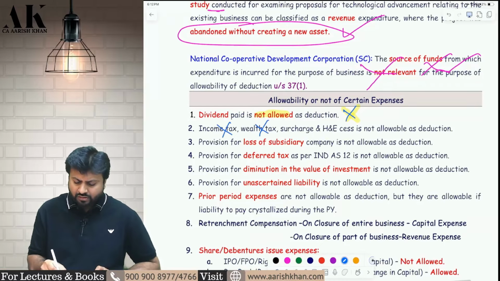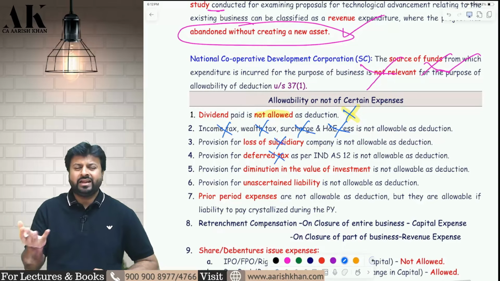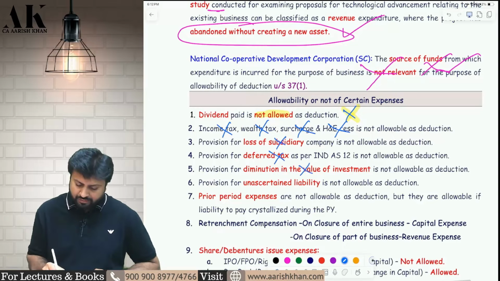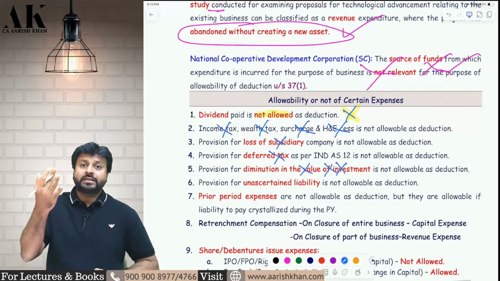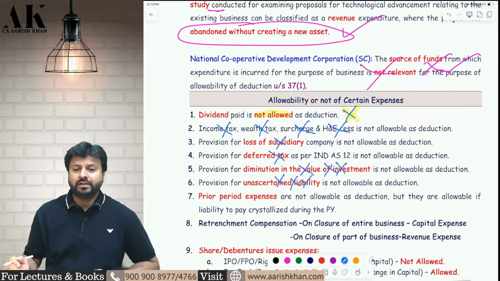Income tax not allowed, wealth tax not allowed, surcharge not allowed, health and education cess not allowed. Provision for loss of subsidiary not allowed. Deferred tax expenditure not allowed. It is an income tax only. Provision for diminution of value of investment not allowed because it's a capital loss. Provision for uncertain liability not allowed because it's a contingent liability.